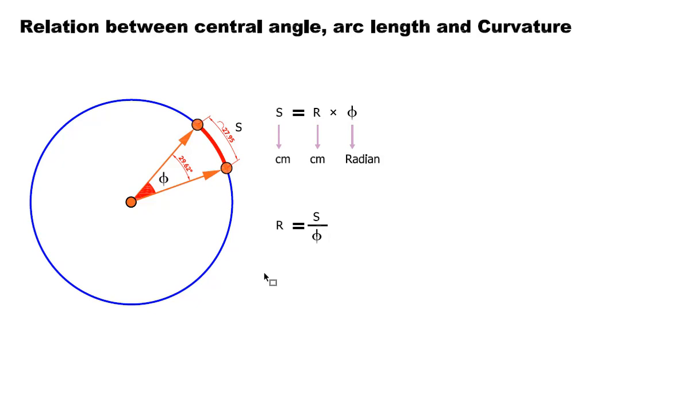So let's apply this relation. Let's substitute S and phi. We have to transfer this central angle from degrees into radian by multiplying it by pi over 180, and we get the radius of this circle equal to 54.07 centimeters.